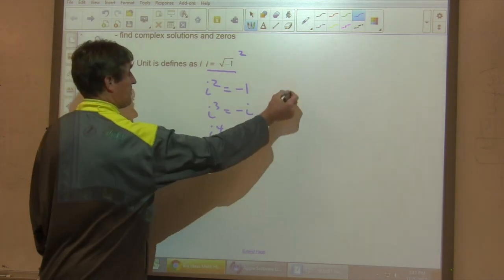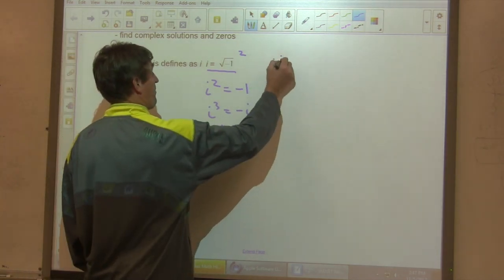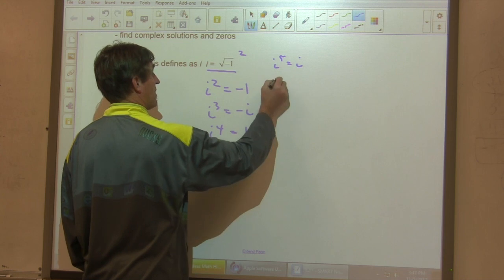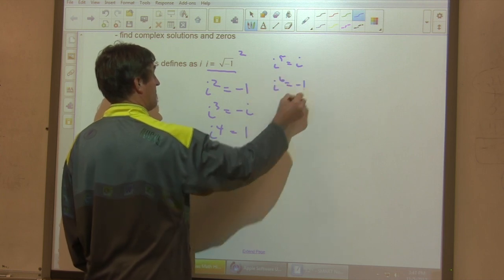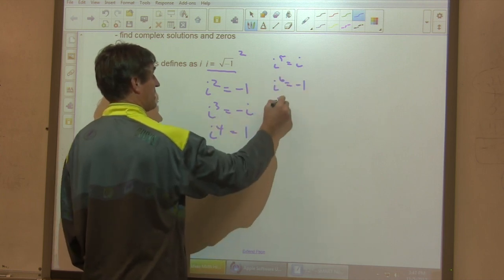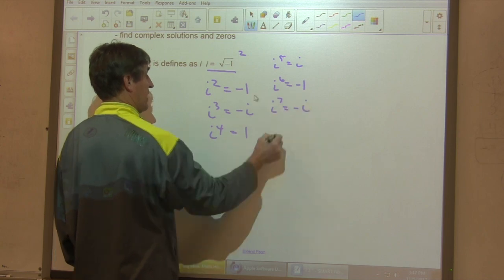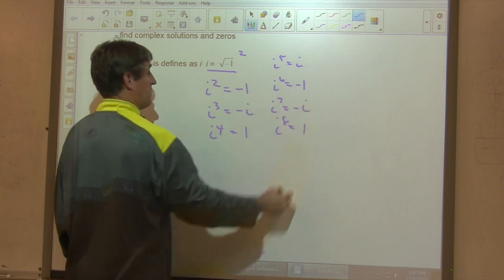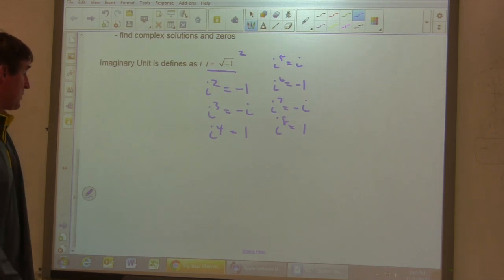So i to the fifth is going to be i, i to the sixth would be negative 1, i to the seventh would be negative i, and i to the eighth would be 1 again. And that pattern would just repeat as we go through this.